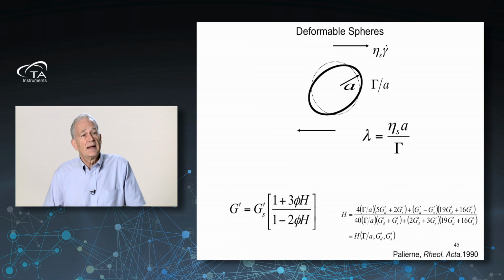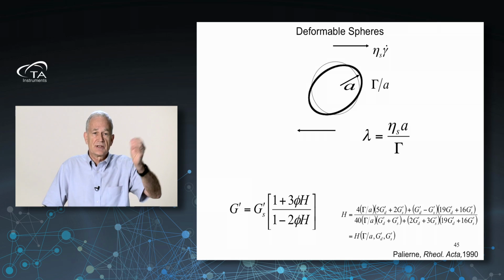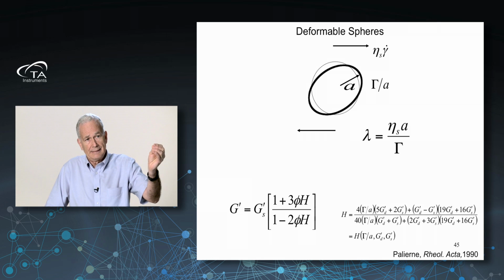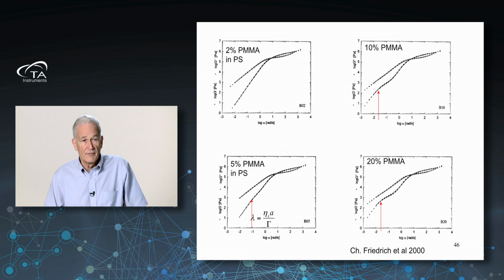And then that can change the G prime. That adds an extra relaxation. Just like the high molecular weight added an extra relaxation, the drop adds a relaxation. Let's look at some data and get an idea of how this actually plays out.